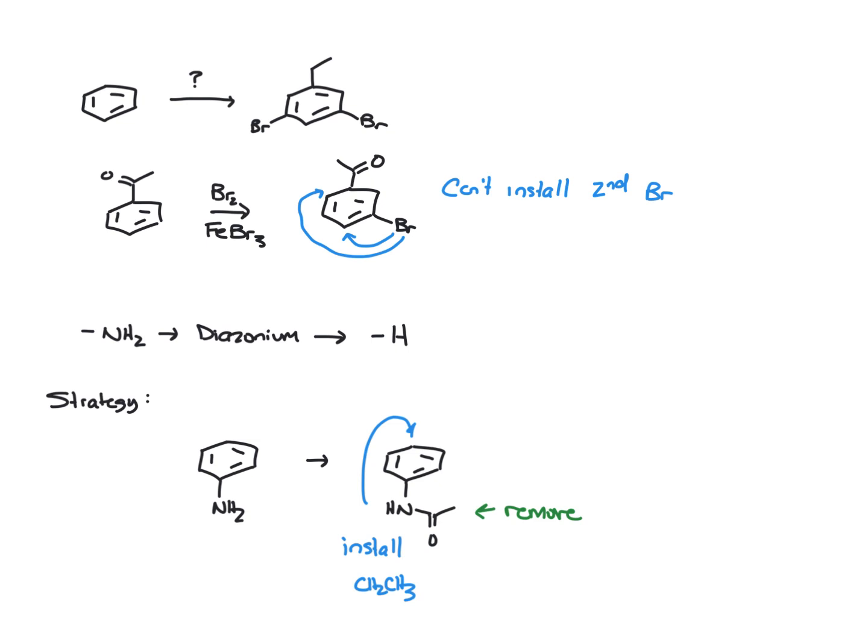From there, we can brominate. So eventually we'll get to the stage where we have the ethyl, the NH2, the two bromines, and then ultimately, by the end, we're going to get rid of this. Remove it completely. So that's the strategy for this problem.